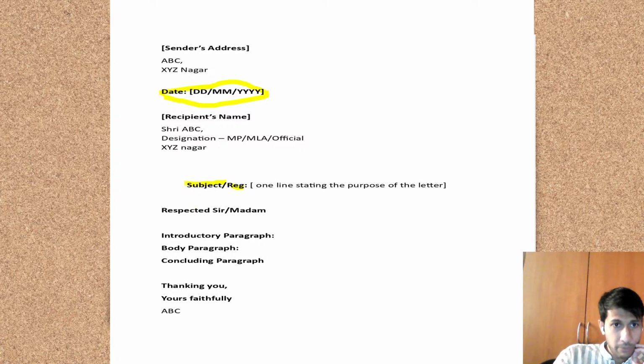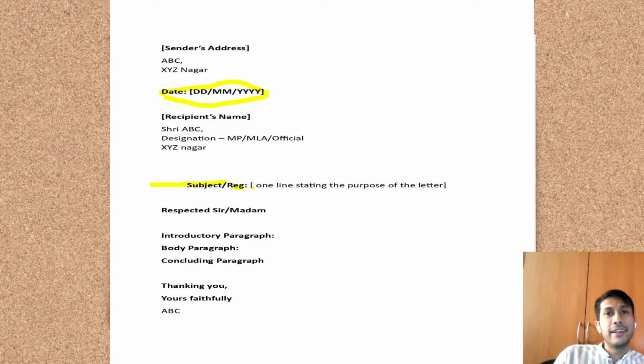So let's say you're starting this from the margin. Here you leave some space for the subject. See, this much space I have left. You start here with one line: purpose of the letter.